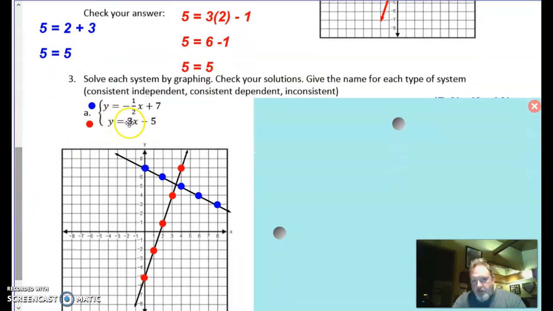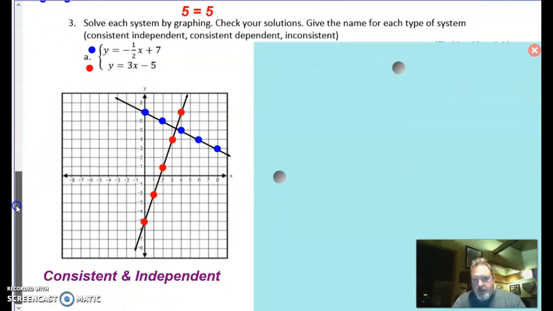Notice right away the slopes are different. So if the slopes are different, you know before you even start that these lines are going to cross. So even if you had no idea how to graph them, if you see different slopes in slope-intercept form, you know you're dealing with consistent and independent.